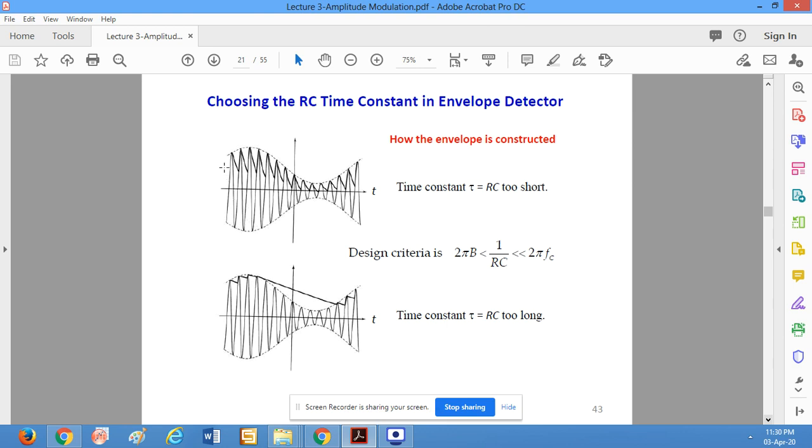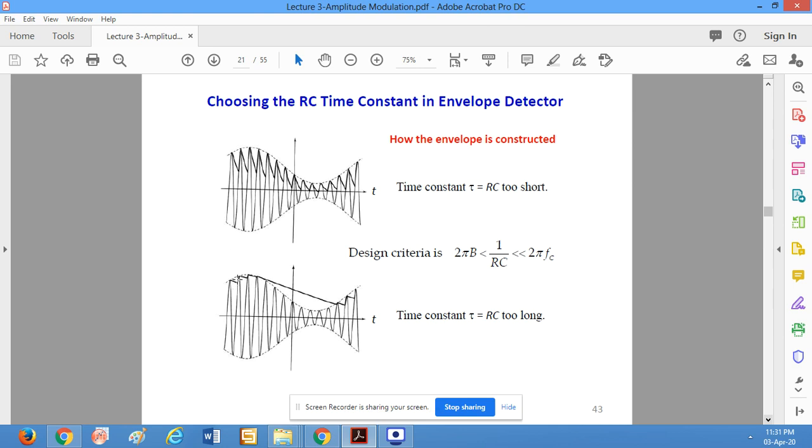So whenever we have the time constant RC, that is the combination of the resistance and the capacitor in the previous circuit that we have defined, the time constant equals RC. Whenever this value is too short, then we have an envelope like this, and it will not be able to follow the input. And whenever we have a time constant RC that is too long, then the wave will behave like this.